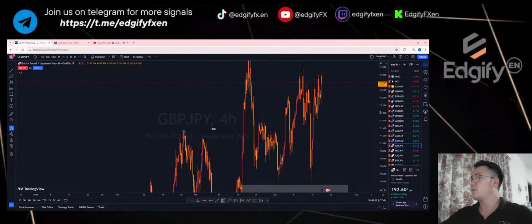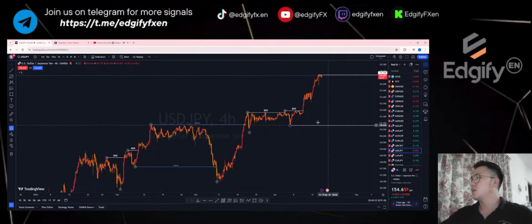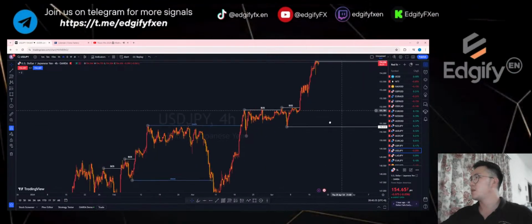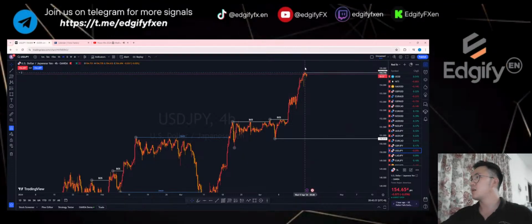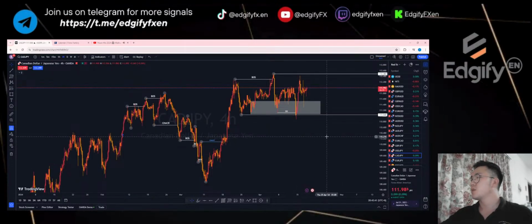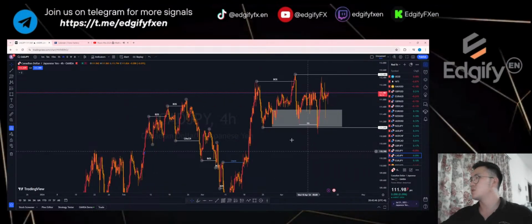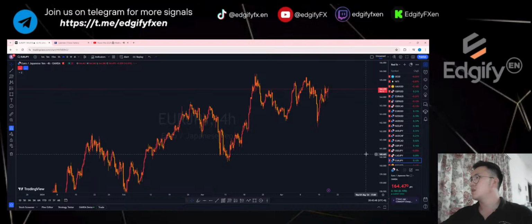Okay, GBP JPY on my hour 4, definitely it's going to be a long wait. USD JPY is making higher highs again. We'll just wait out a while more. Okay, CAD JPY as well is ranging here already, so we'll just leave it as it is first.